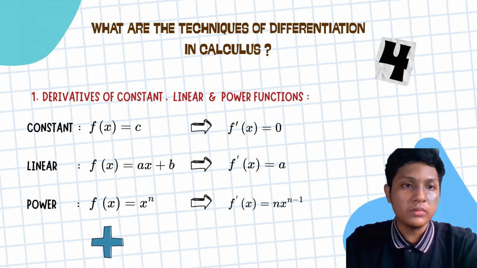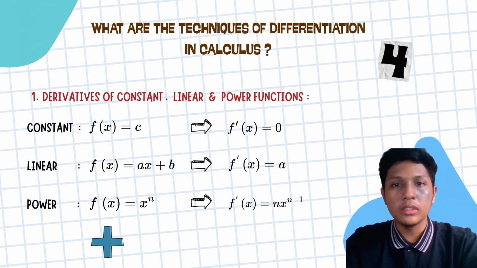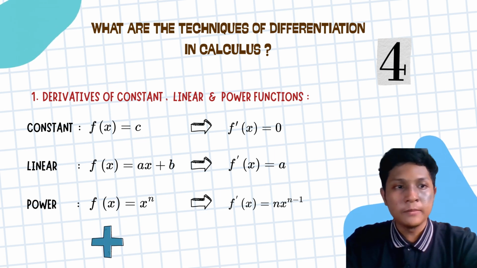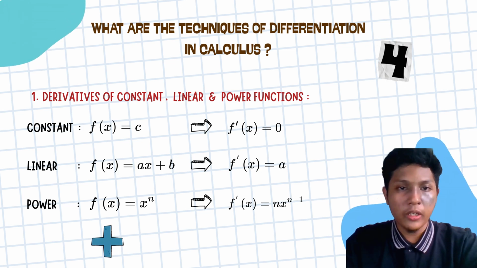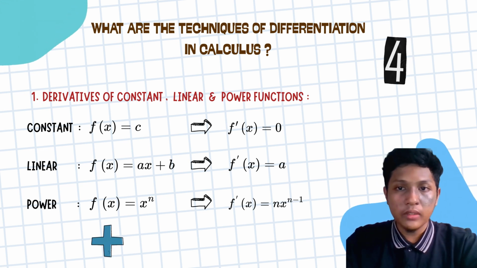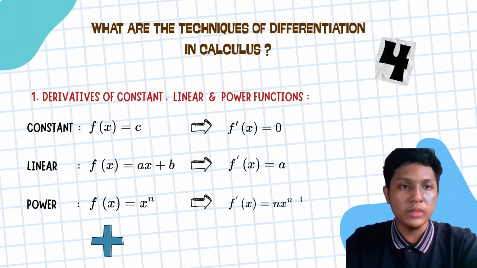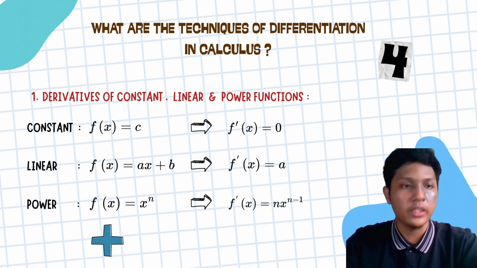As you can see from the slide, number 1 is derivatives of constant, linear, and power functions. Firstly, constant functions means that the f prime is always 0, so it has no slope. Now, a linear function has the variable x, which means when you differentiate, you get a. That means the slope is equal to a.